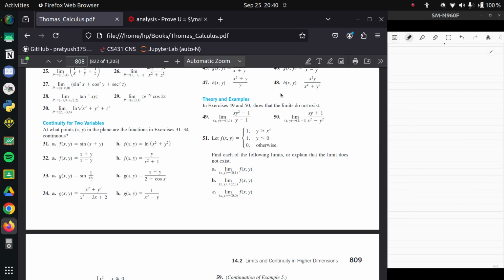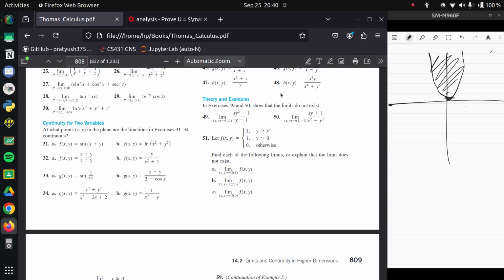Okay, lesson learned. Let f(x, y) be equal to this. Find each of the following limits or explain that the limit does not exist. So just actually graph this out. It's 0 mostly. It's 1 if y is greater than x power 4. So x power 4 looks something like this, so everywhere over here it's 1. It's also 1 if y is less than or equal to 0, so it's this thing, and it's 0 otherwise.